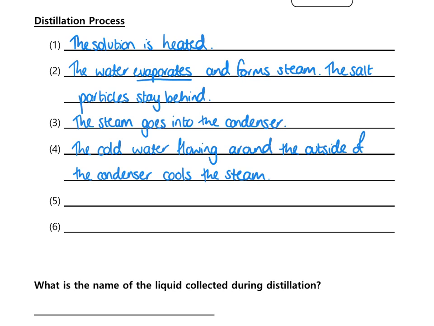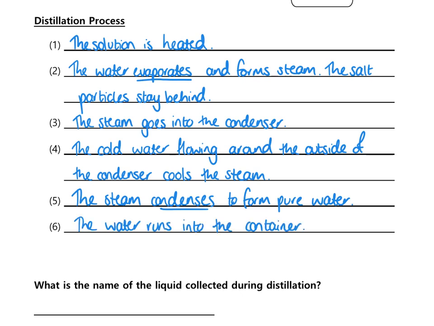Once the steam is in the condenser, what happens next? Well, the cold water flowing around the outside of the condenser will cool the steam. What then happens next? At this stage, the steam, as it cools down, will condense to form pure water, so it changes back from a gas into a liquid again. And then the water will run into the container that you're collecting it in. So make sure those are in the correct order and change any that you need to.